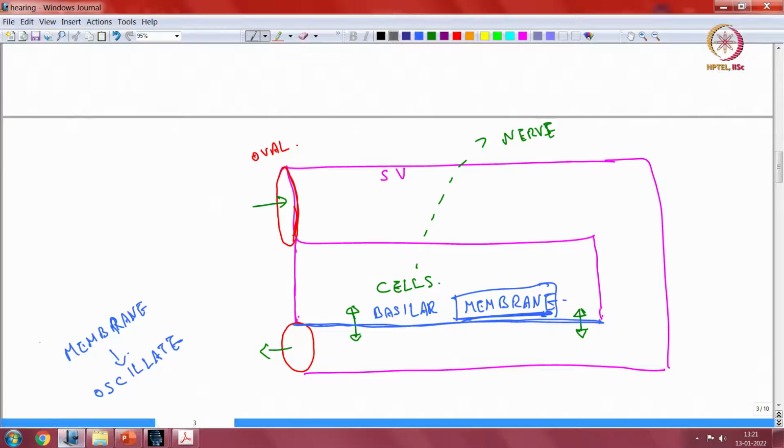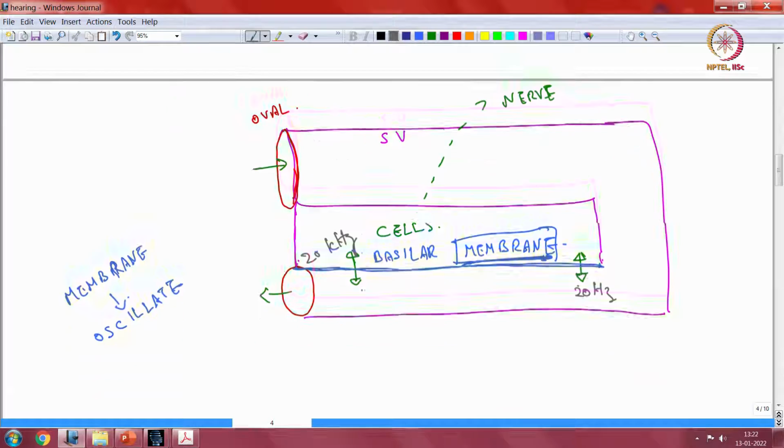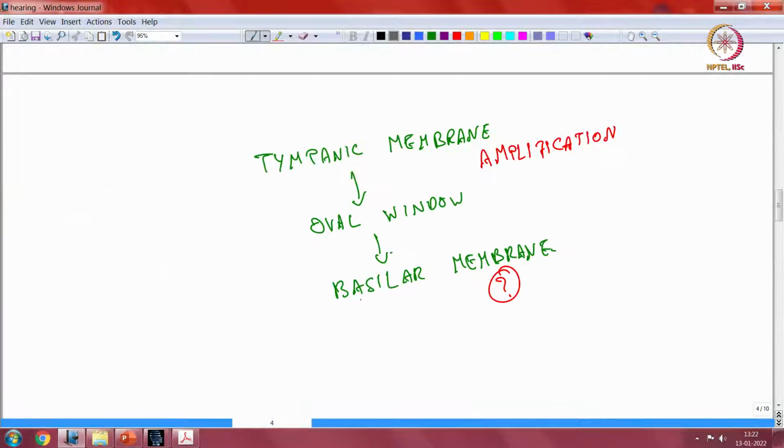Now, we will come back to our discussion. This is a nice picture which conveys the same thing without the 3D. Box shape, sound goes in, sound comes out, basilar membrane oscillates. So, the oscillation is different, from 20 hertz to 20 kilohertz.